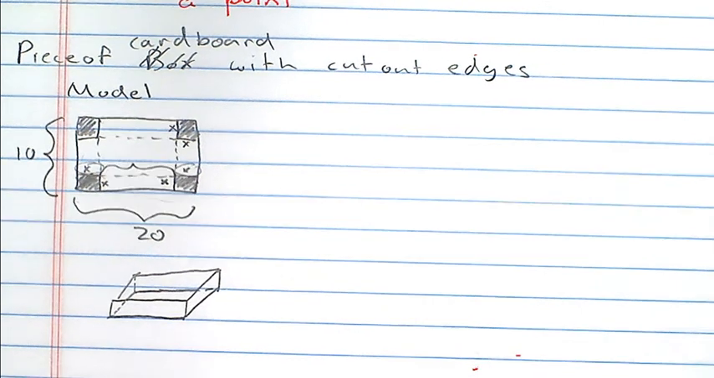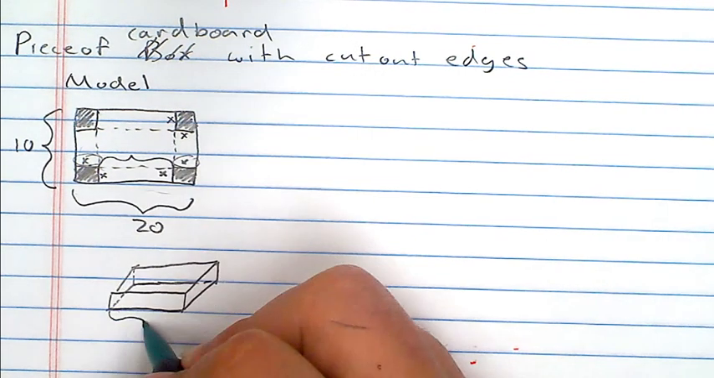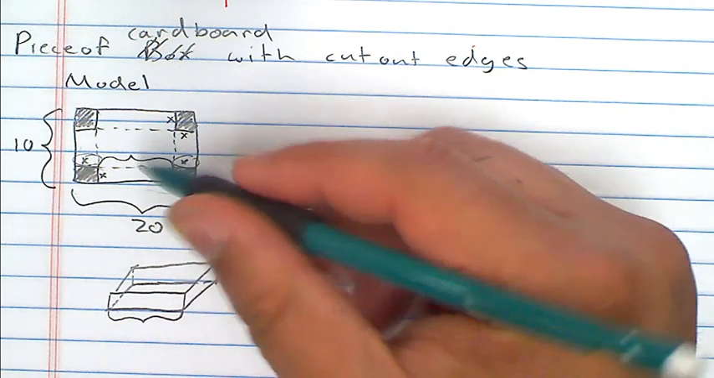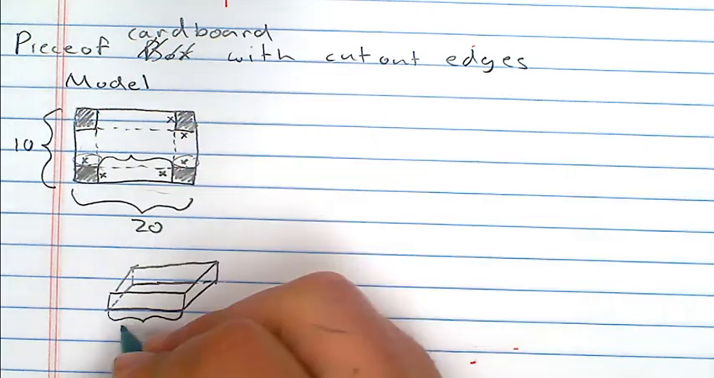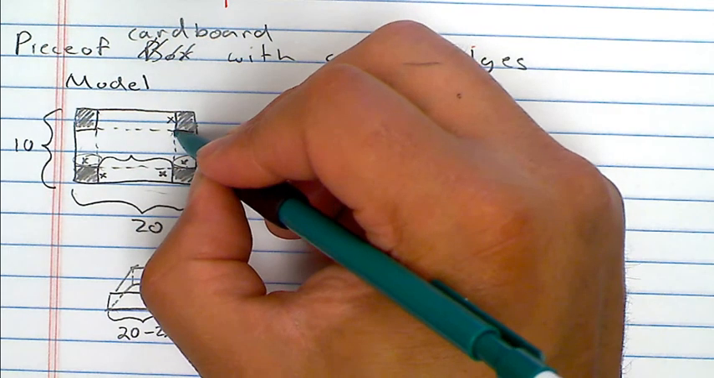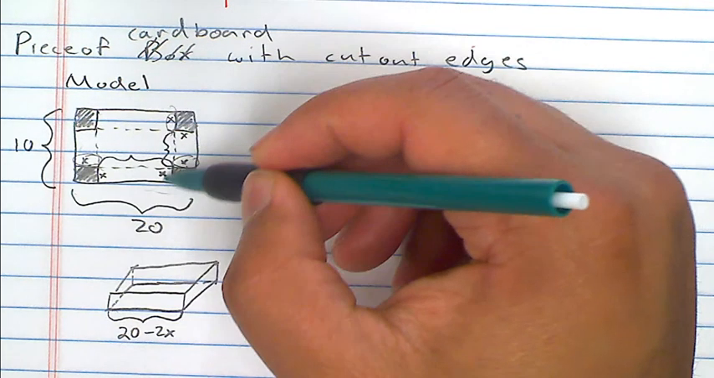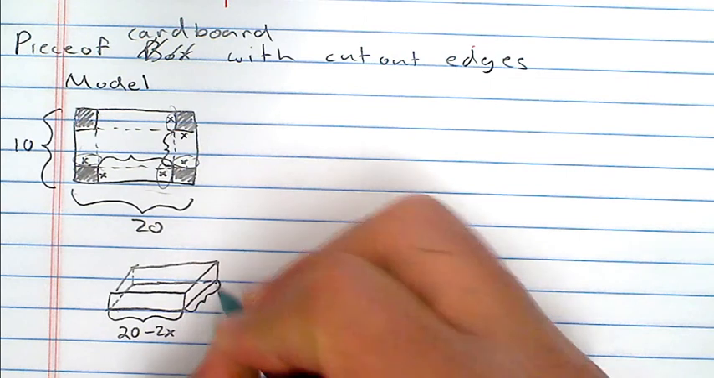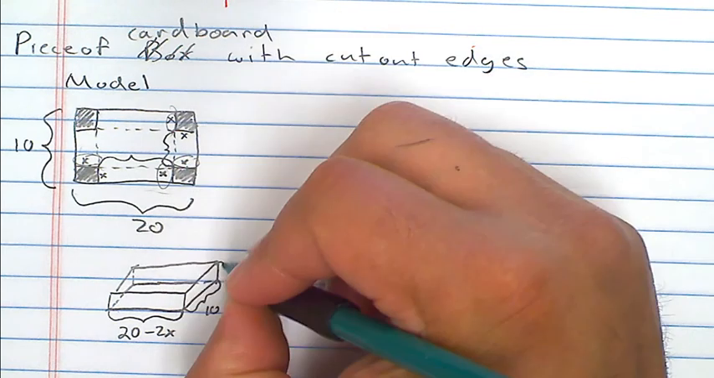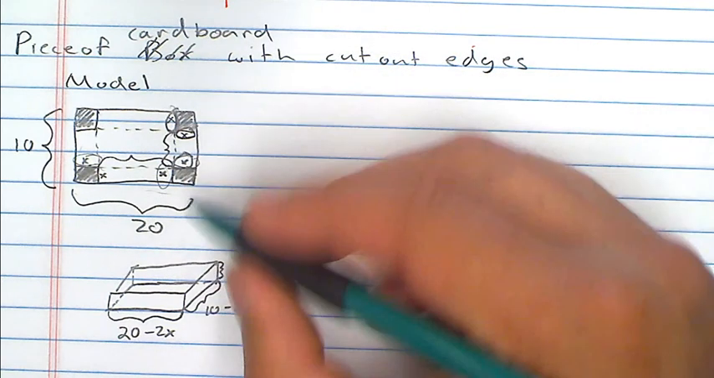Alright. So this distance right here is now this distance right here. This distance right here is now this distance right here. And this distance is 20, take away these two x's. And now this distance right here is 10, take away these two x's. And this distance right here, well, these x's fold up to make a height, so the height is x.